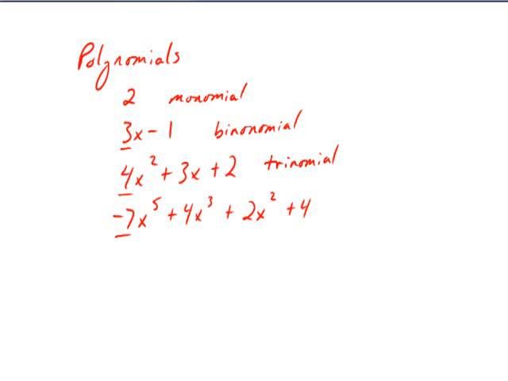The degree of the entire polynomial is the highest degree of any one of the terms. So in this last example, negative 7x to the 5th plus 4x cubed plus 2x squared plus 4, the degree would be 5 because that's the highest power for any one of the variables in that polynomial. The degree of 4x squared plus 3x plus 2 would be 2 because that's the highest of any of the degrees in that trinomial.